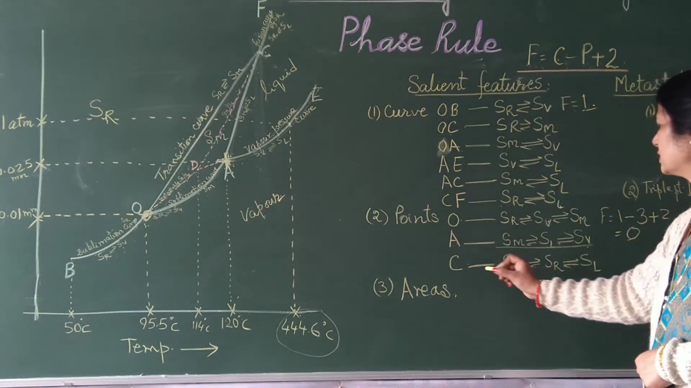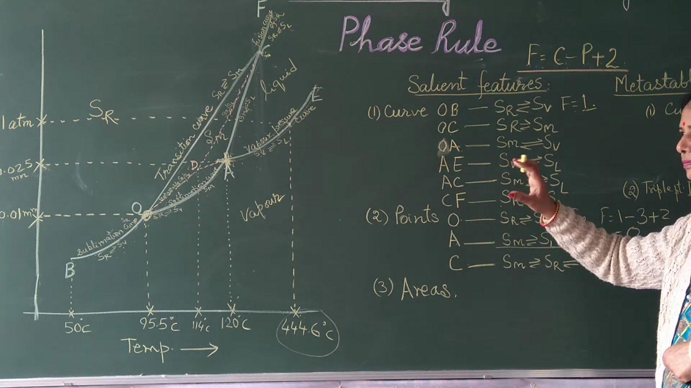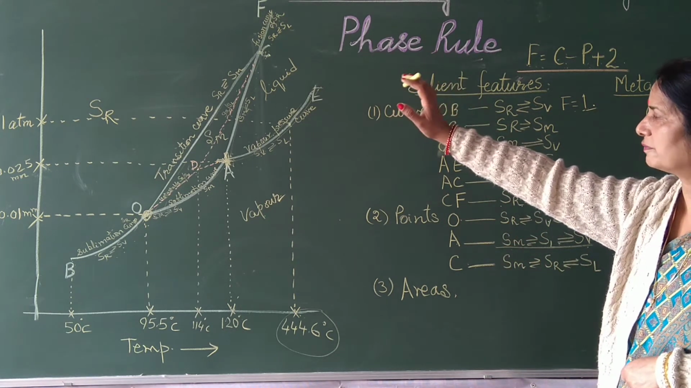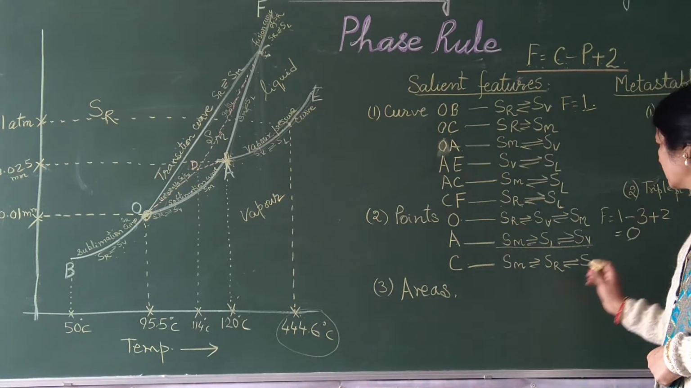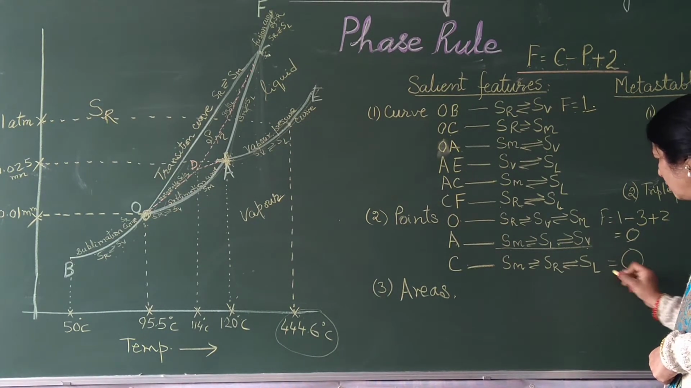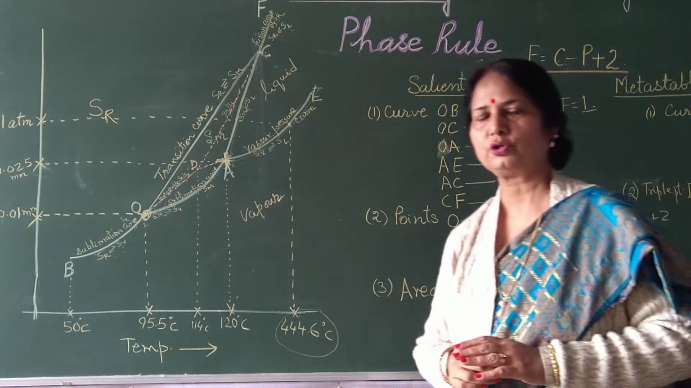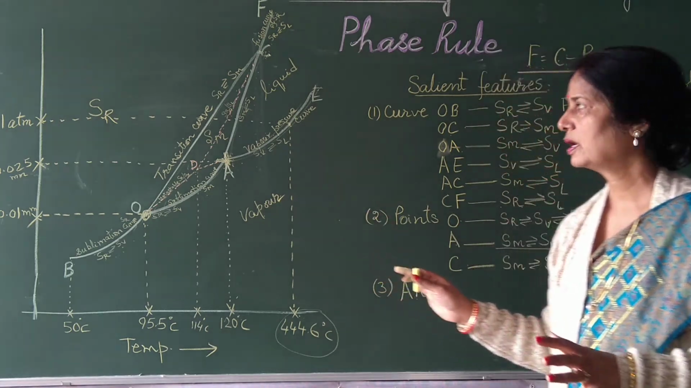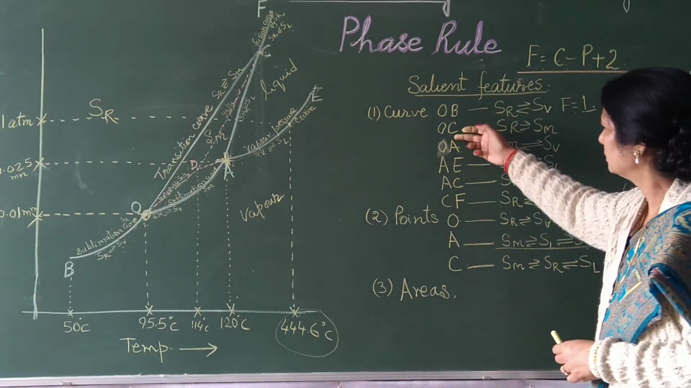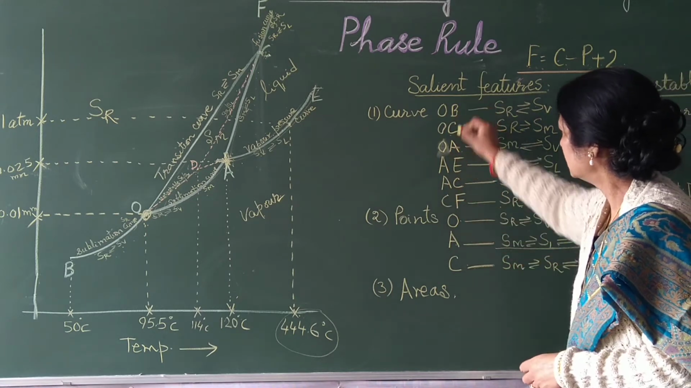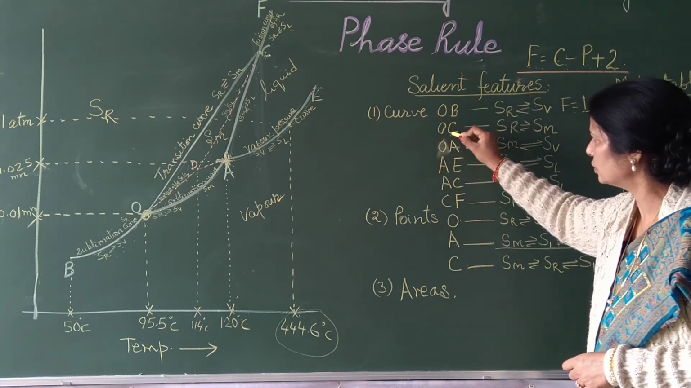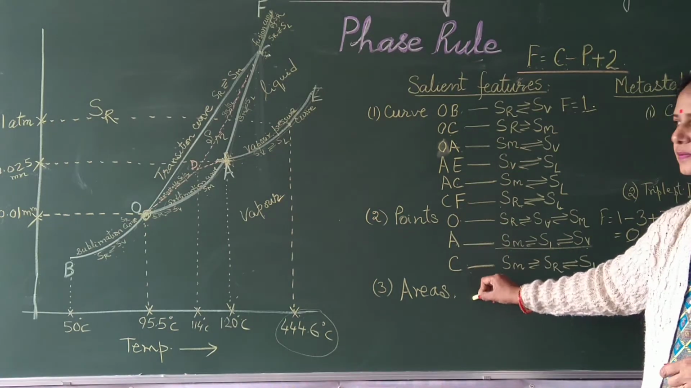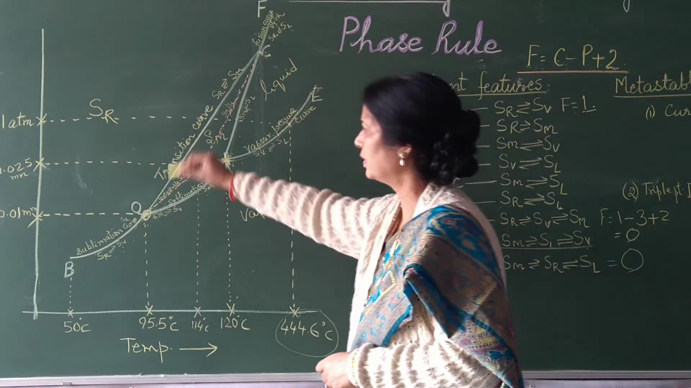We have the point C, which shows the equilibrium between the 3 phases: monoclinic sulfur, liquid sulfur, and rhombic sulfur. Similarly, when we calculate the degree of freedom here, we get 0, which means the system is non-variant. So, in fact, the sulfur system has six curves: 1, 2, 3, 4, 5, 6. There are 3 triple points and there are these 4 areas.